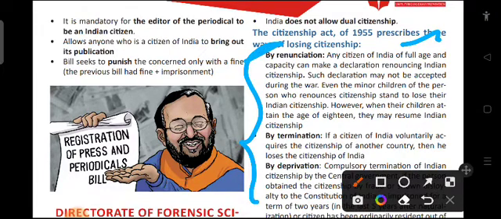First one is by renunciation. Any citizen of India of full age and capacity can make a declaration renouncing Indian citizenship. Such declaration may not be accepted during war. Even the minor children of the person who renounces the citizenship stand to lose their Indian citizenship. However, when the child attains the age of 18, they may resume Indian citizenship. So renunciation is by giving up the citizenship voluntarily.